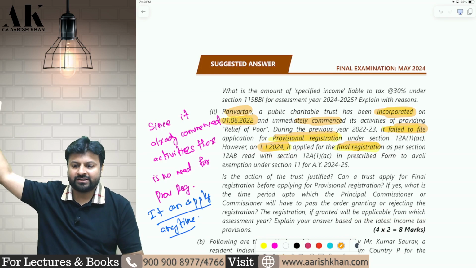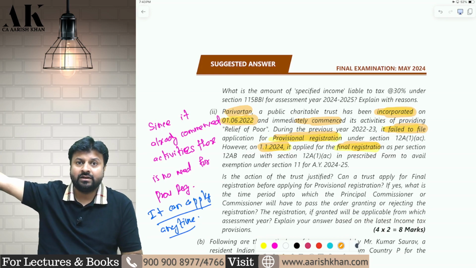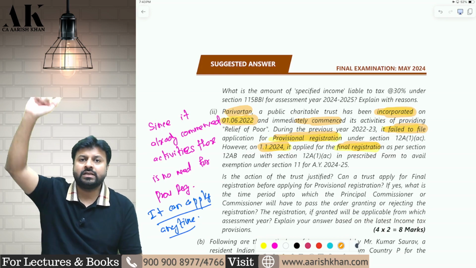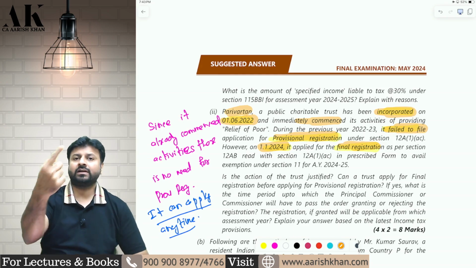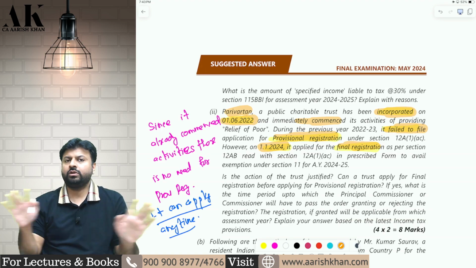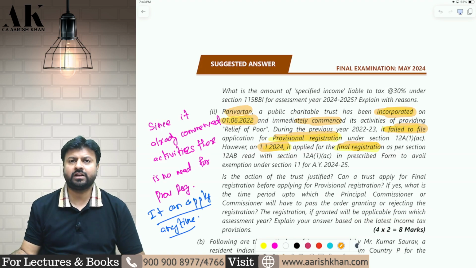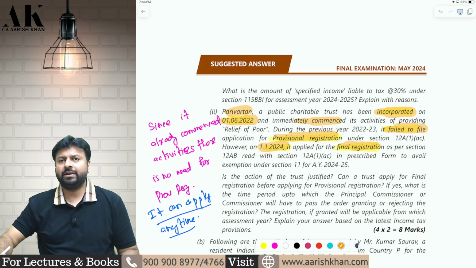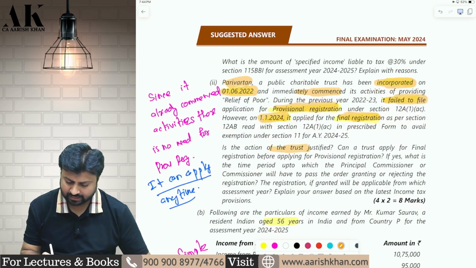If the activities of the trust have already commenced in the last year, and now the trust is coming for an application, there is no need to give a fresh application for provisional registration. They can directly make an application for final registration. Yes, the trust is justified.